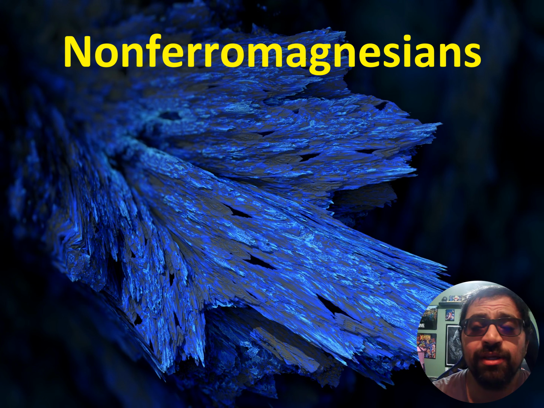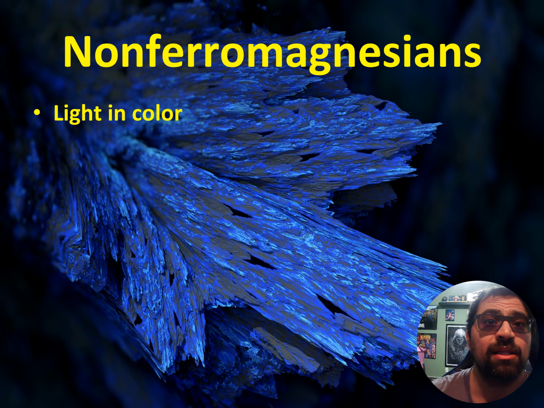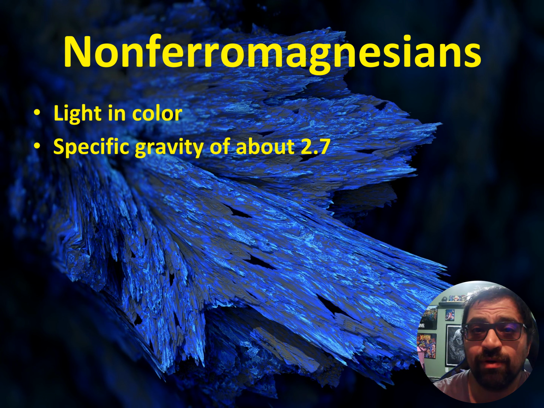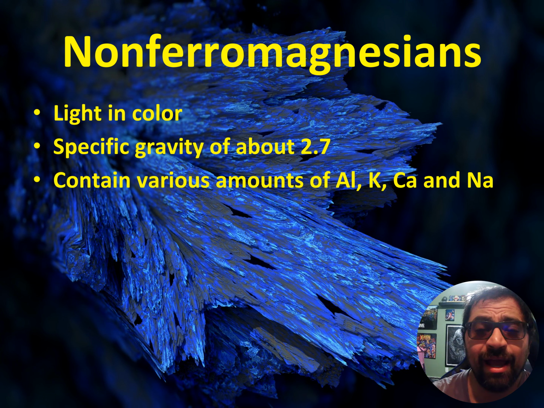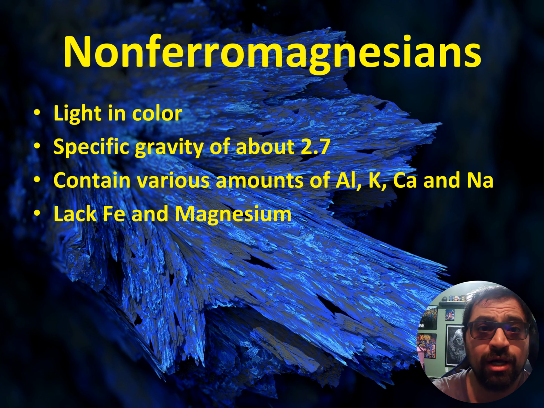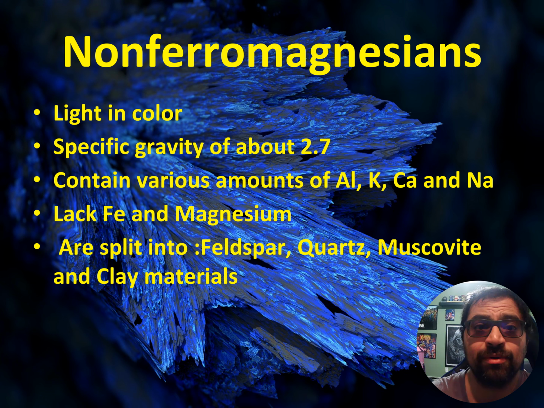The silicates are broken up into two main groups. One group is called the non-ferromagnesians. The non-ferromagnesians are a group of silicates. These are still silicates. These things tend to be light in color. They tend to have a relatively low specific gravity, around 2.7. And they tend to have a lot of aluminum, potassium, calcium, and sodium. Those tend to be the metals that you find in this. That also tends to give them the lighter color. What they tend to lack is a lot of iron and a lot of magnesium. Okay, that also tends to give them the lighter specific gravity that we were talking about.